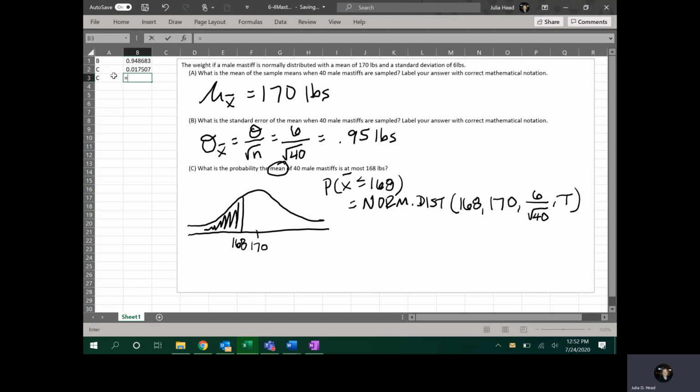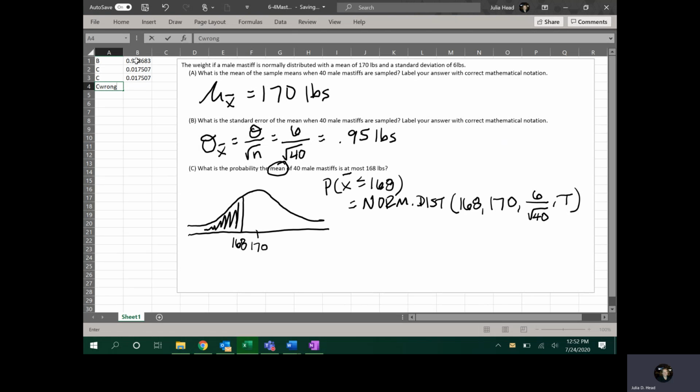Now another correct way starts off very similar, norm.dist. 168, 170, comma, and instead of typing 6 over square root of 40, I can cell reference what I've already calculated to be 6 over root 40, comma, true. And notice those give me two identical answers.